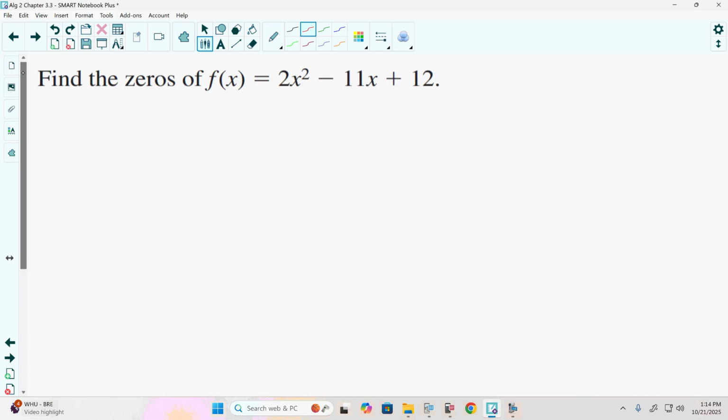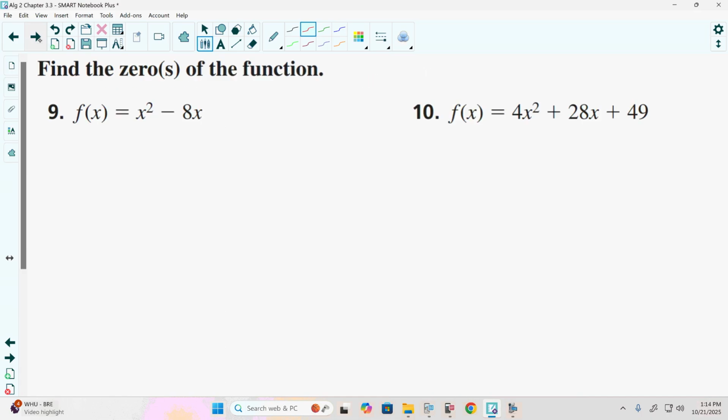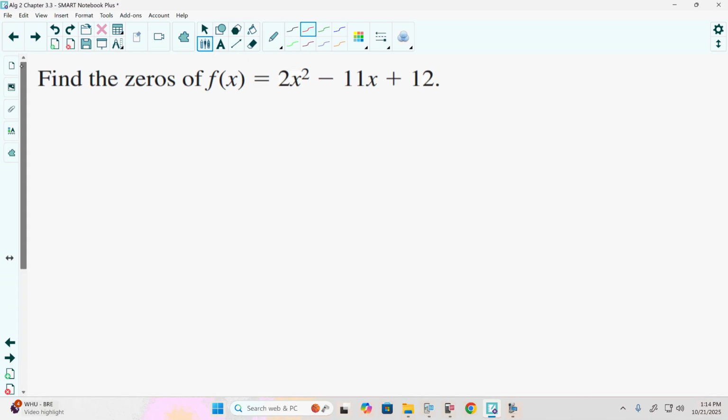We have two last problems. This one, let's see here. Yep, two more. This one and one more. Now this one looks to be a little bit different because it's not asking us to solve the equation. It's asking us to find the zeros. And what we've been doing up to this point is finding the values of x that make the function equal 0. And those values of x are called the zeros.